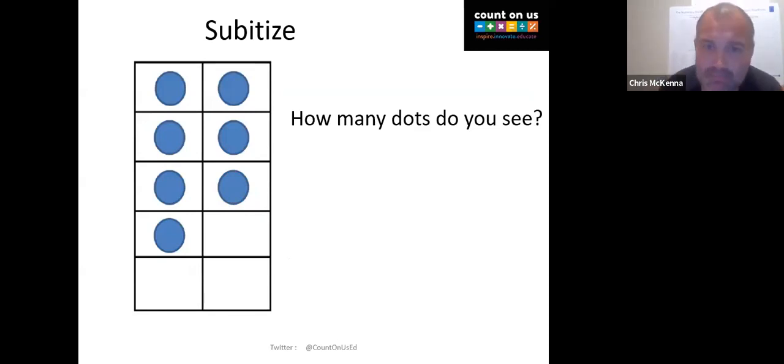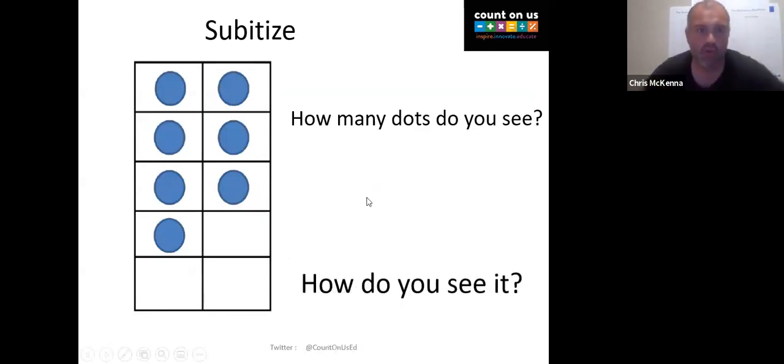The answer is 7. Good. How do you see it? So this is an important question because we can start to talk about how the number 7 is made. Well, you might see 4 on one side and 3 on the other side.